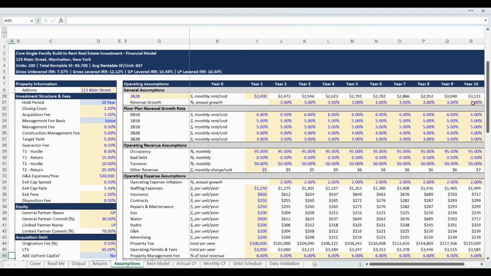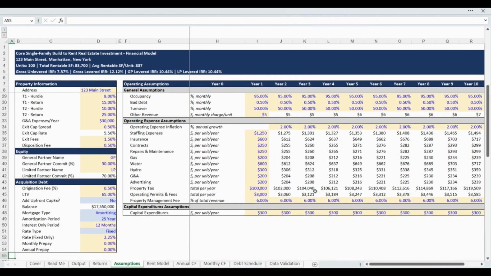The model can accommodate up to a 10-year investment hold period. The model is pre-built to charge acquisition fees as well as asset management fees calculated based on value, equity, or cost, construction management fees for completing capital projects, as well as loan guarantor fees. Specific to investment returns, this assumption section has the inputs for the distribution yield as well as the two-tier promote structure. This assumption section concludes with inputs for the exit cap rate spread and disposition fees charged on exit.